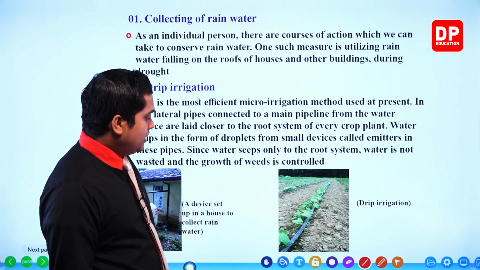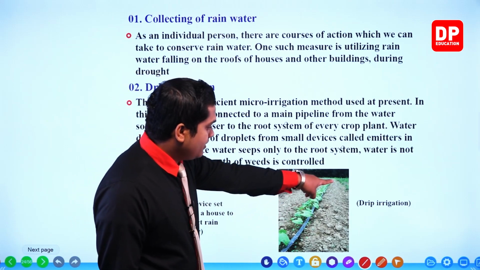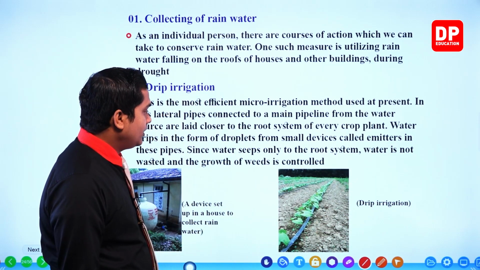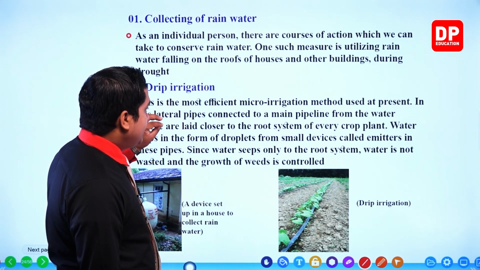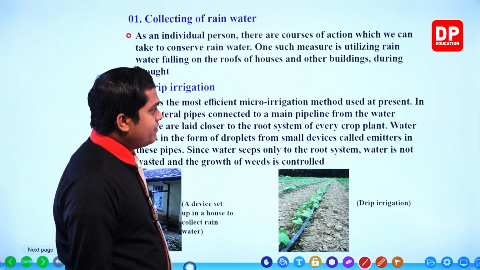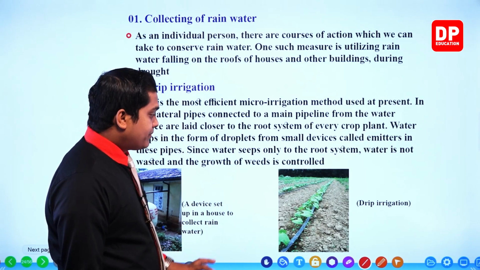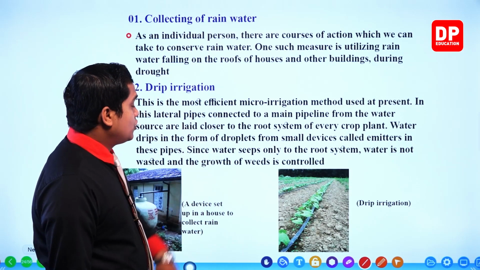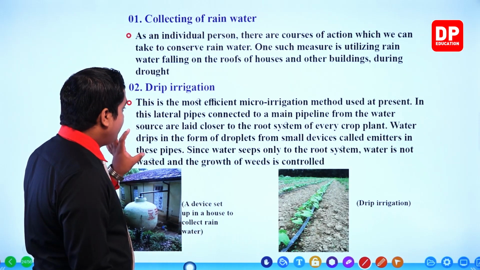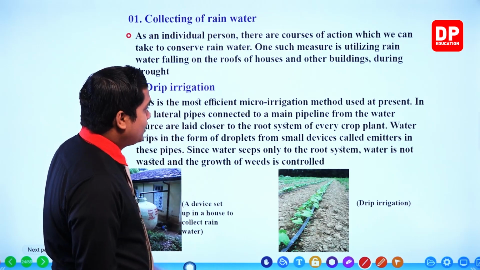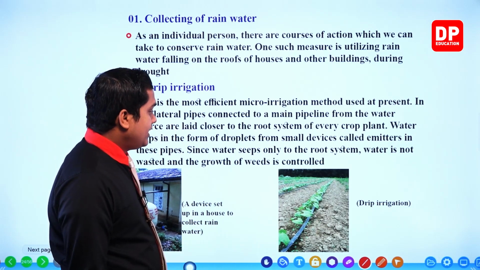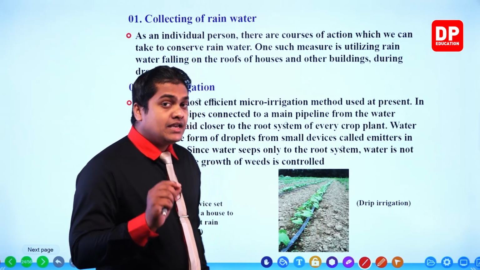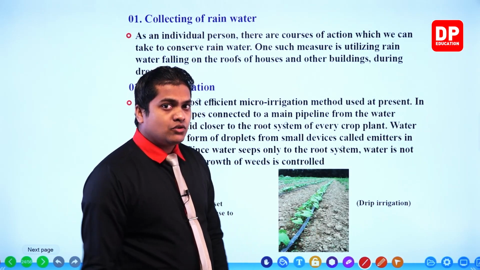Right. So you can observe there is a tube running from this end to the other end over there, within this drip irrigation model. Here, my dear children, it is saying that this is the most efficient micro irrigation method used at present. So at present we use this as a micro irrigation method, the best method. Here, what they have done is they have used lateral pipes connected to a main pipeline from the water source, right? And these are laid closer to the root system of every crop plant, very much near to the root system, my dear children.